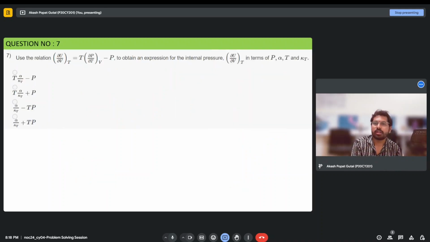Option number 7. Use the relation del U by del V at constant T is equal to T into del P by del T at constant V minus P. The same relation that we used back in the second or third week. Use the same relation to obtain an expression for the internal pressure del U by del V at constant T in terms of P, alpha, T and kappa T. Try to solve this simple problem. You just need two to three steps of work in your notebook. Just get the answer.